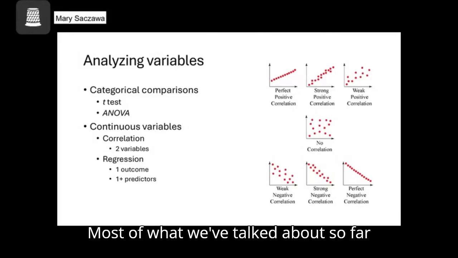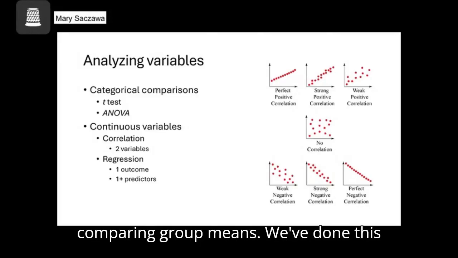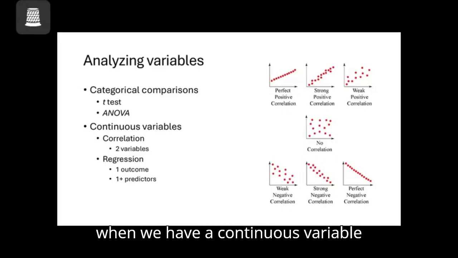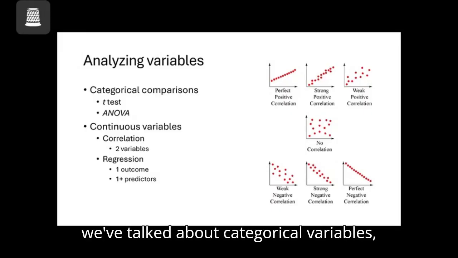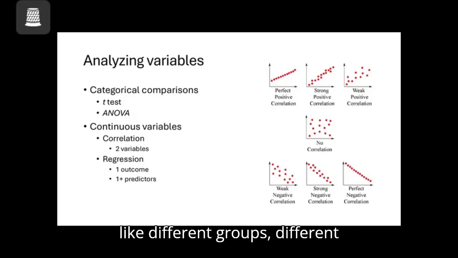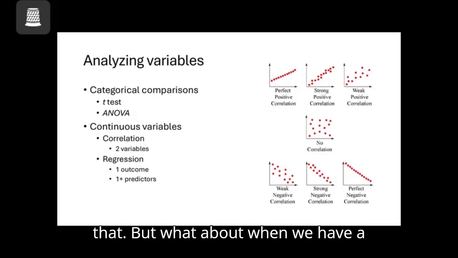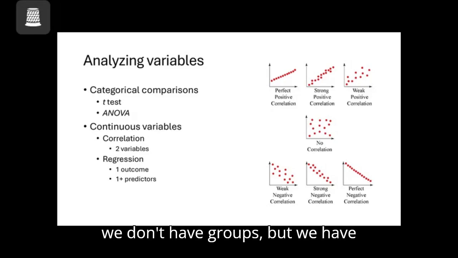Most of what we've talked about so far with inferential statistics has been comparing group means. We've done this using t-tests and ANOVA. But what about when we have a continuous variable instead of a categorical variable? So we've talked about categorical variables like different groups, different treatment groups, freshmen versus sophomores versus seniors, things like that. But what about when we don't have groups, but we have one continuous variable predicting something else? This is where we get into correlation and regression.